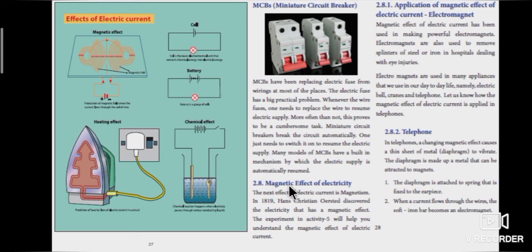Next we have discussed the magnetic effect of electricity. In 1819, Hans Christian Ørsted discovered that electricity has a magnetic effect. The experiment explains magnetism and the electromagnet. He prepared a nail in coil form. When the switch is kept in the on position, the pins start to cling to the end of the nail. When the electric current is switched off, the coil loses its magnetism. Such coils are called electromagnets.